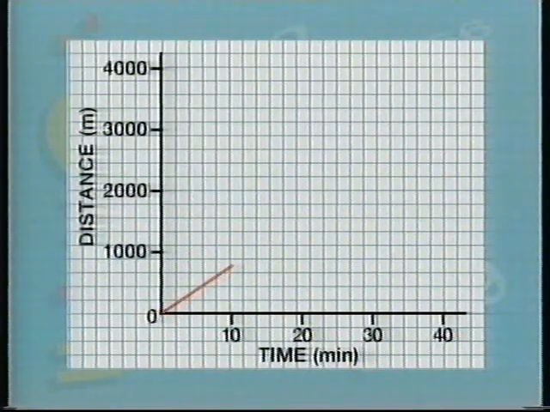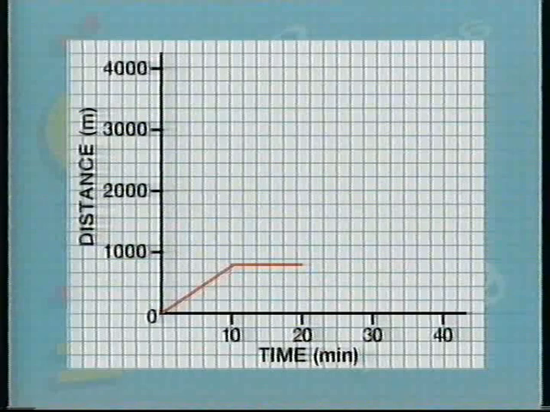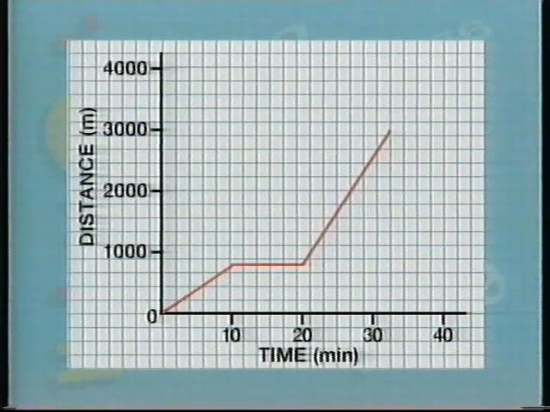The straight lines show a journey at constant speed, and from this you can see it took 10 minutes to travel the 800 metres to the bus stop, or 0.8 kilometres to the bus stop. There was a wait of 10 minutes going nowhere, that's the horizontal line, and you can also see exactly where the person is at any time. She was 3,000 metres, or 3 kilometres from home, after 32 minutes.